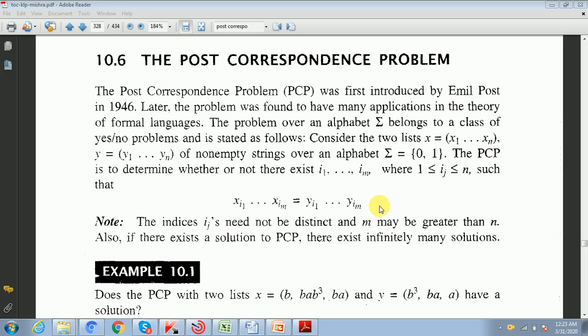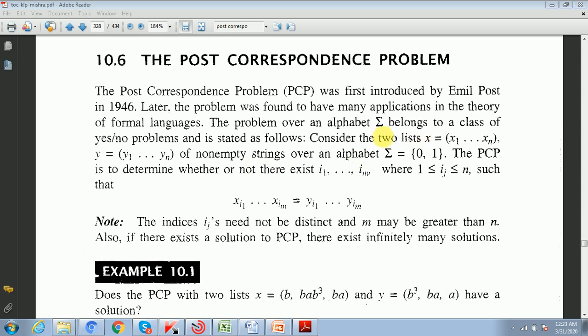Now we are going to discuss the post correspondence problem, generally termed as the PCP problem. It was introduced by Emil Post in 1946, and it has several applications in the theory of formal languages. Generally, the problem is about an alphabet, in the class of yes or no problems. There are only two kinds of answers here: if the PCP has a solution, it means yes; if the PCP doesn't have a solution, it means no.